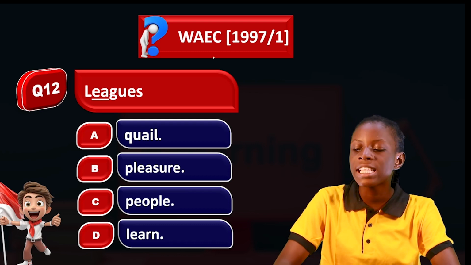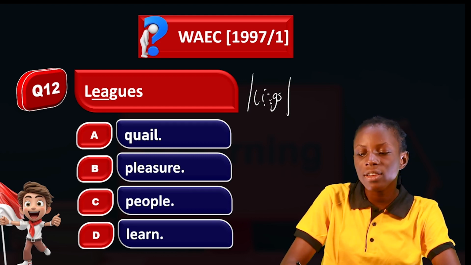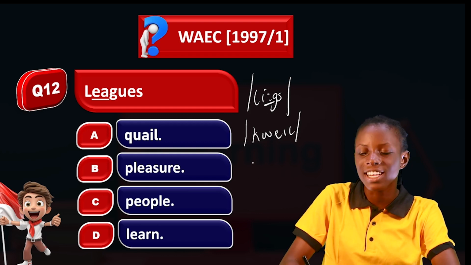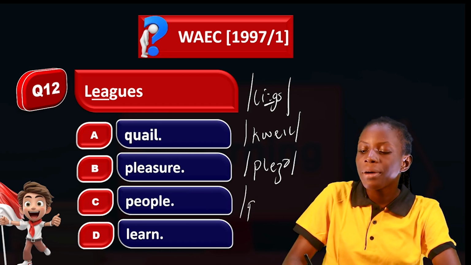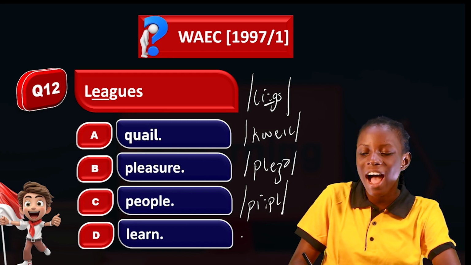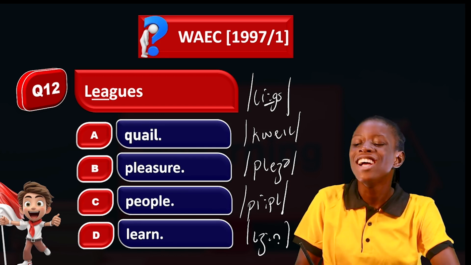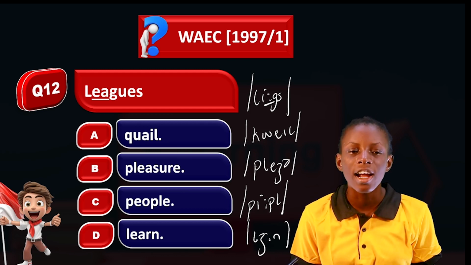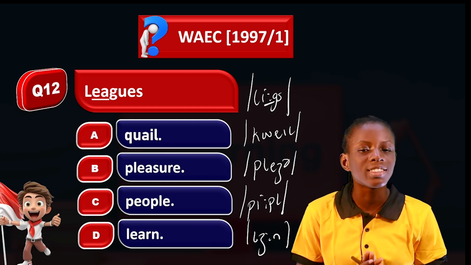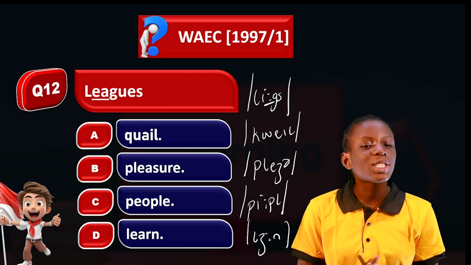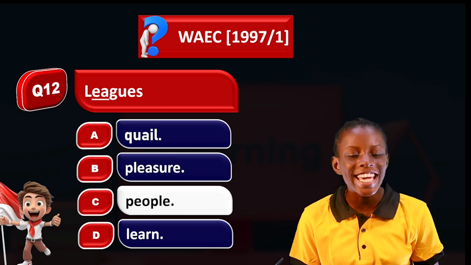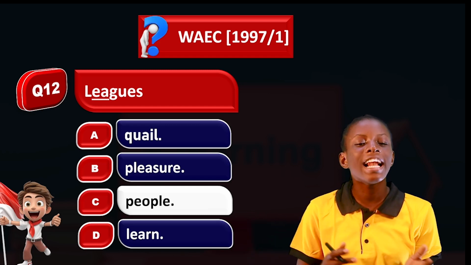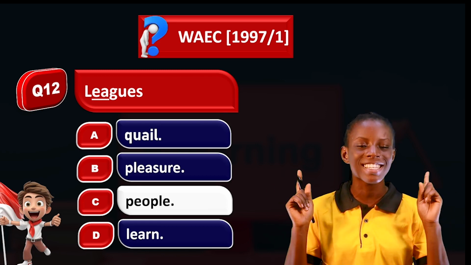Our given word leaks has the E sound. Option A is quail, which has the short I sound. Option B is pleasure, option C is people, and option D is land. So having transcribed, what is our answer? The given word is leaks, and the options are quail, pleasure, people, and land. We can now say our answer is clearly option C, people. The E sound is found in these two words, making option C our answer.